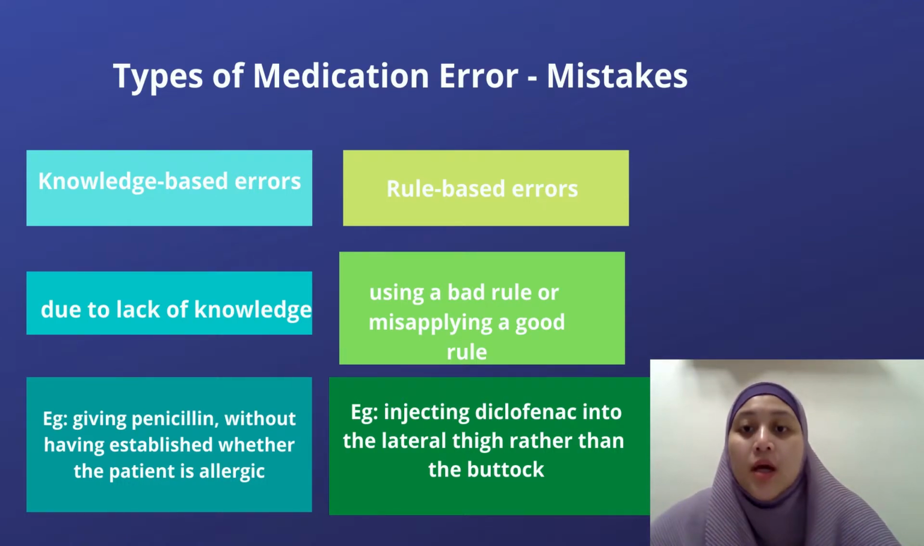Now, what about the second type of error, which is rule-based error? Rule-based error can be interpreted as using a bad rule or misapplying a good rule. As an example, a doctor injecting diclofenac into lateral thigh rather than the buttock. This is an example of rule-based error.